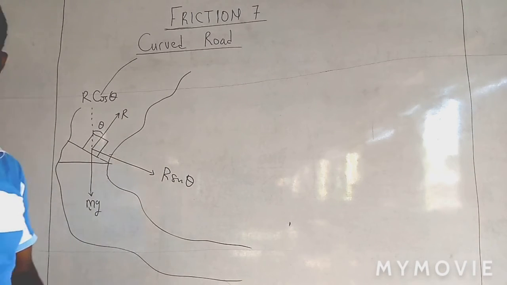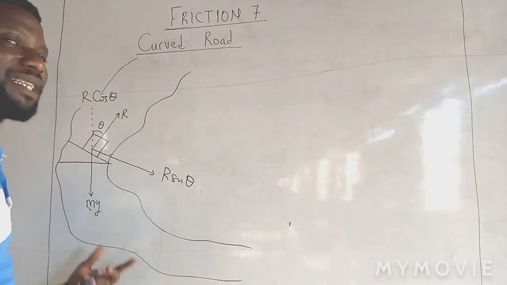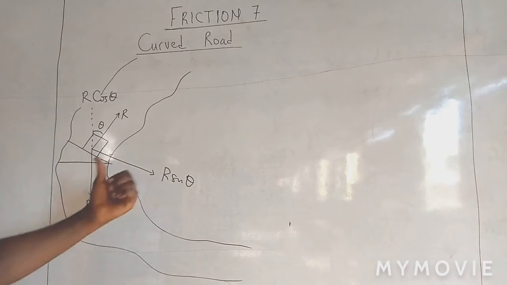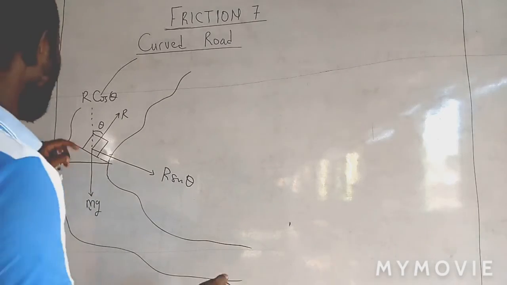Again, along this curve, we will still calculate the maximum speed required for a body to move along this curve without skidding. But there is now a difference. What is the difference? The difference is that here the road is banked. In the previous one, we had a flat road. All right. So let's now move on.